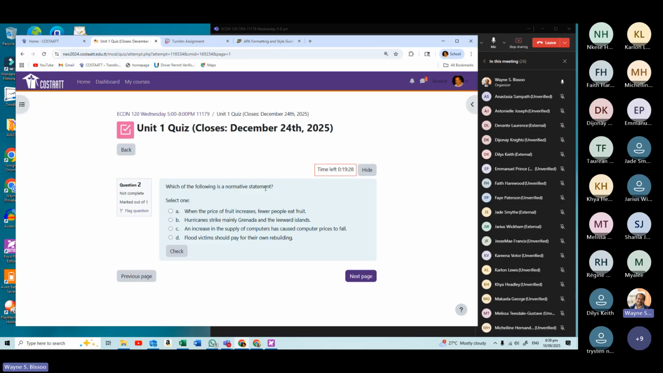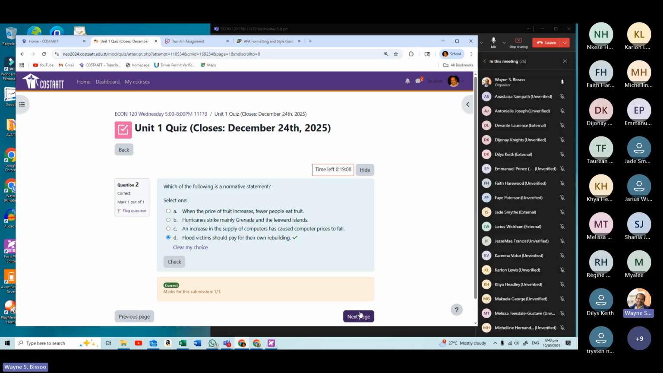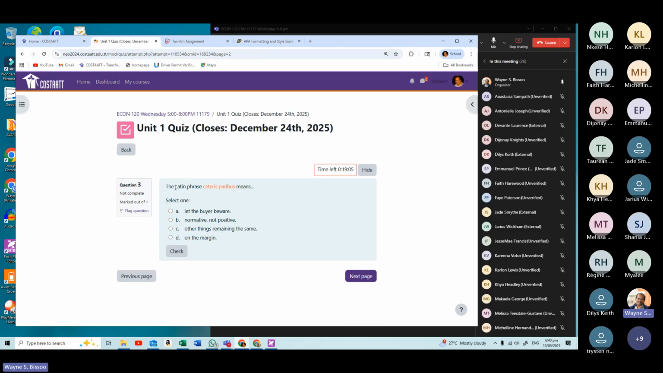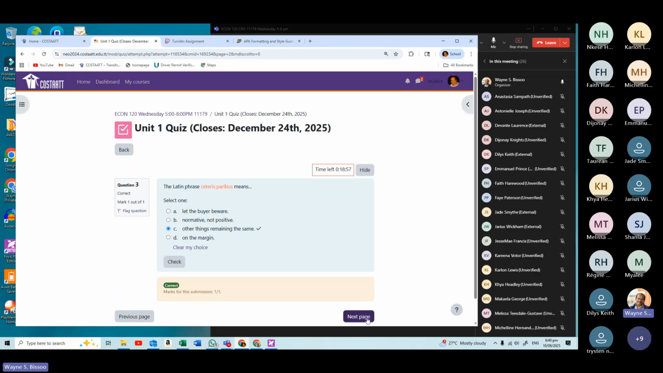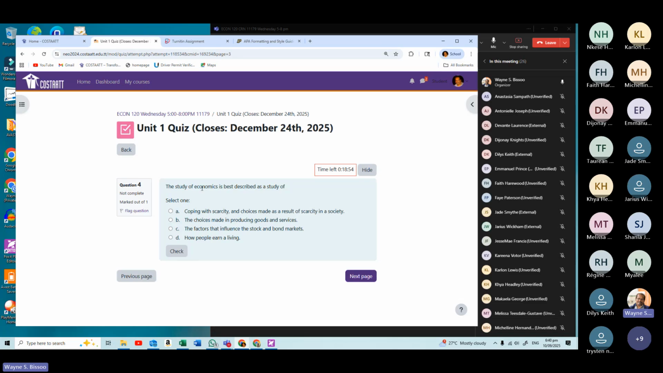Which of the following is a normative statement? So you have to know what a normative statement is, which is what the content would be about. Let's say this is D. Right, we go to the next page. The Latin phrase ceteris paribus means. All right, next page. The study of economics is best described as a study of.